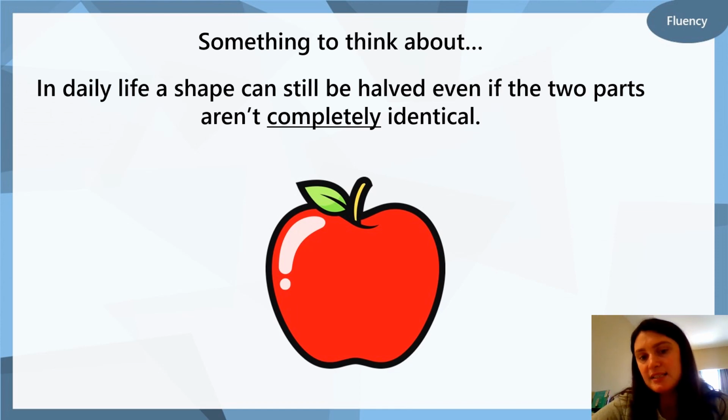So if I gave you this apple and I say, can you cut this in half? Can you see there's a leaf on one side? Would you have to cut the leaf in half and then cut the apple in half? Do you think that's how you would do it? No. In daily life, it's okay if things aren't exactly half. But when we do maths, we have to make sure that it is exactly half.